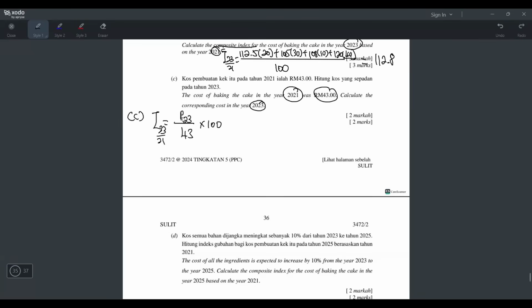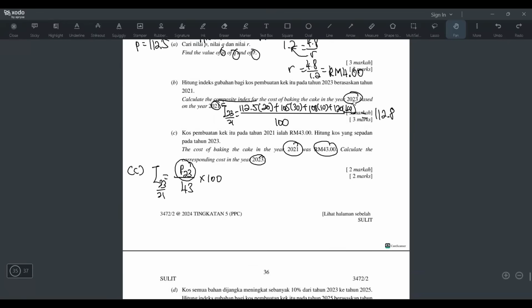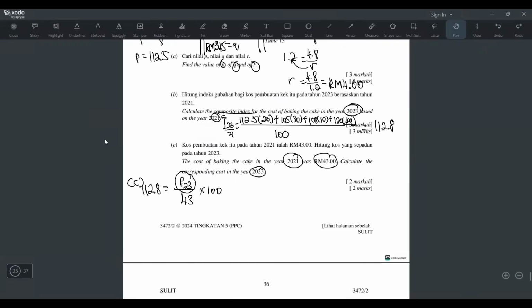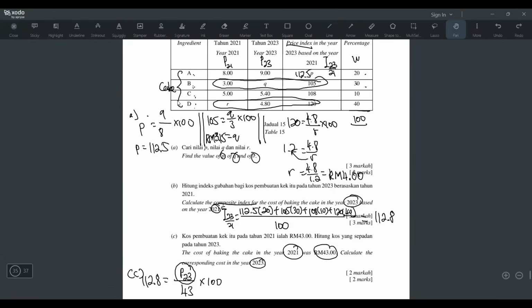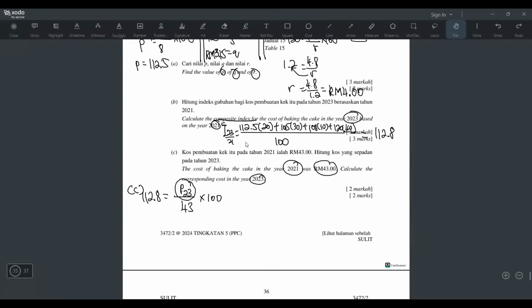And then the price for 2023, this one I want to find. But if you want to find this, you need to have the index, right? And for the index 23 over 21, you can't just put 105 or 108, 120, 112. If you put any of these, it is wrong. The correct one is 112.8. The reason, as I told you just now, is that this question never mentions which ingredient. They mention the cost of baking cake. It means you have to take the average, in other words the composite index for everyone. But make sure the year is also 23, 21. That is why I take 112.8.